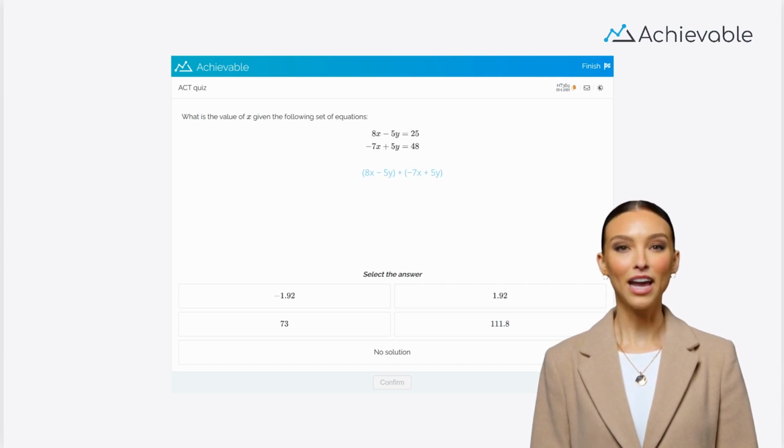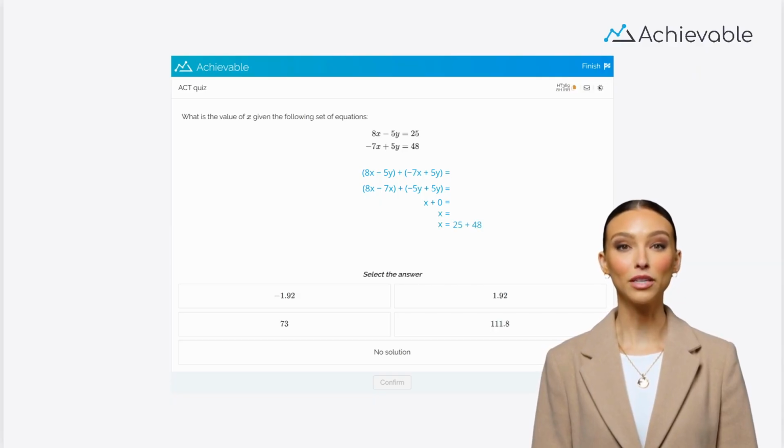Let's add them. 8x minus 5y plus negative 7x plus 5y. The y terms cancel and we're left with 8x minus 7x equals x. On the right-hand side, 25 plus 48 equals 73. So we now know that x equals 73.